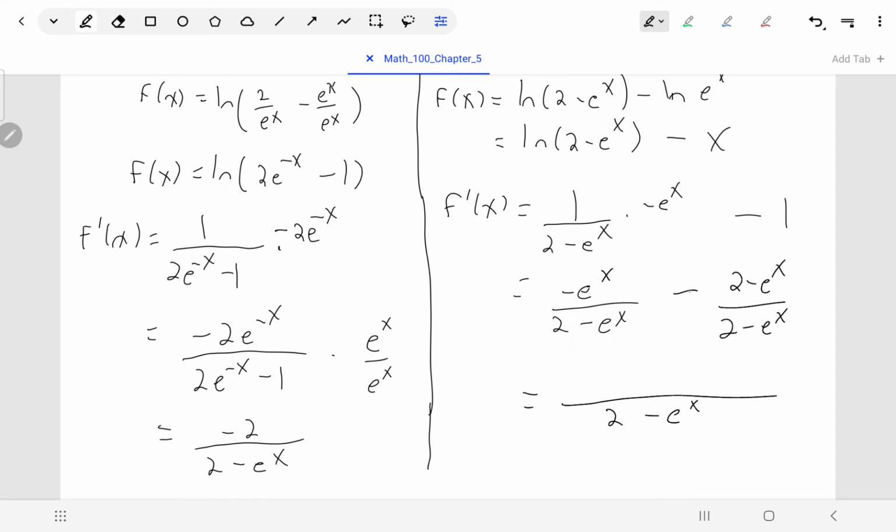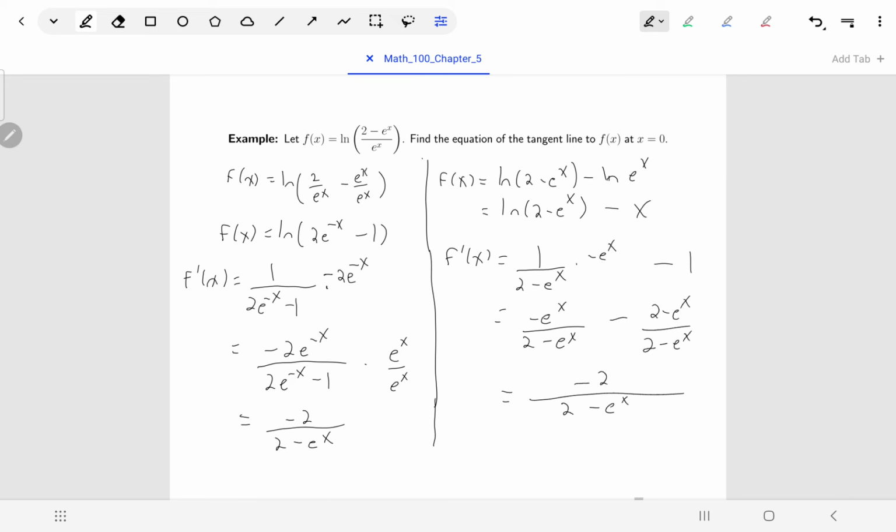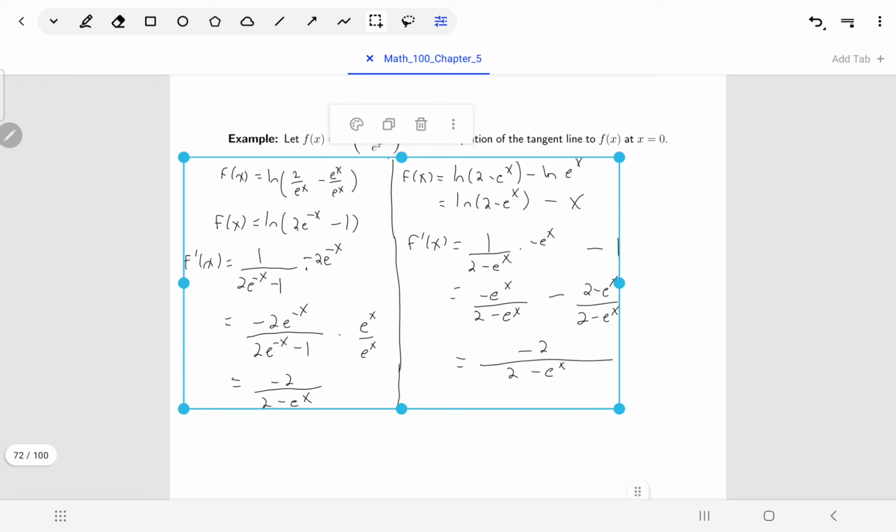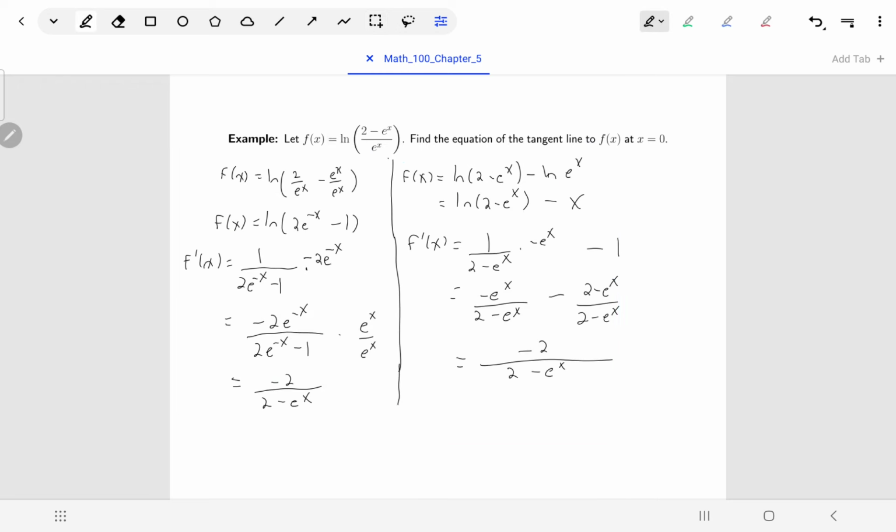minus e to the x minus 2 and minus a negative e to the x, or a plus e to the x. The minus e to the x and the plus e to the x would cancel, leaving just a minus 2 on the top. So either way, we wind up having the same derivative. So kind of fun. Okay, so now let's use our derivative for good.